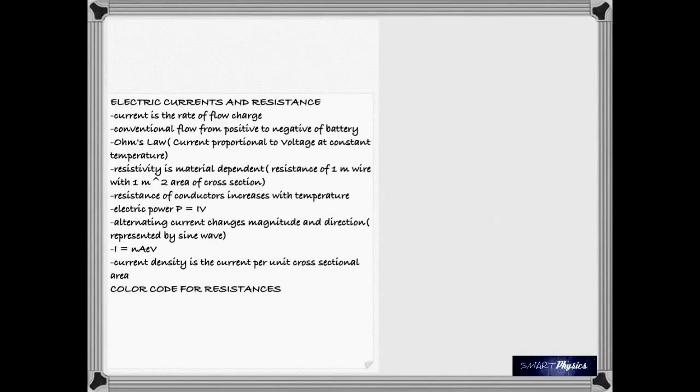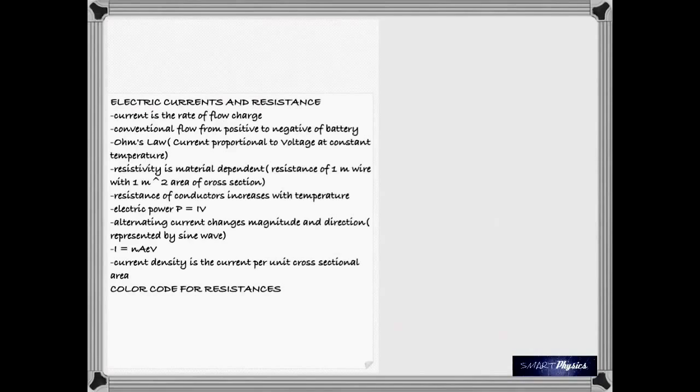Next, how do we calculate the electric power? There are 3 formulas. One of them is to find the product of the current and the voltage. P is IV, or I squared R, or it is V squared by R.